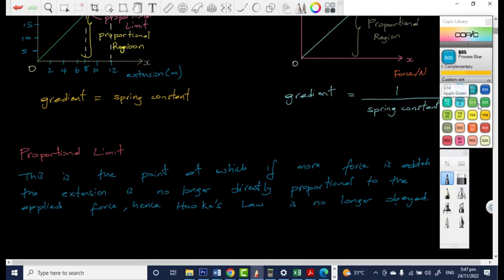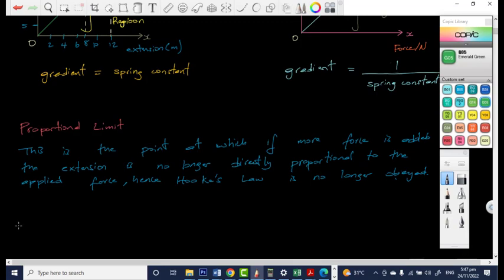Now we can also talk about what is called the elastic limit. So let's talk about that one. So we have the elastic limit.